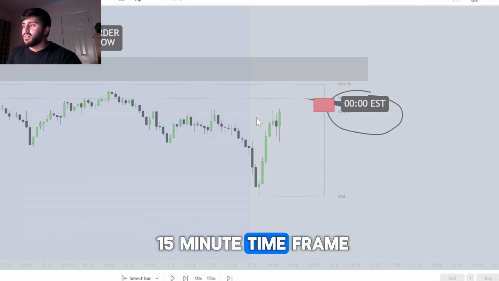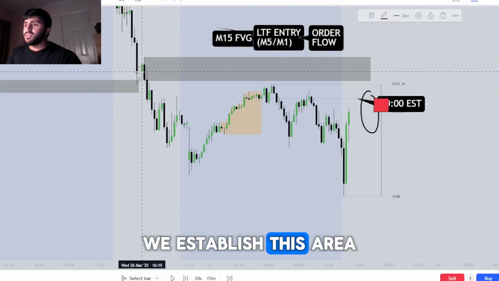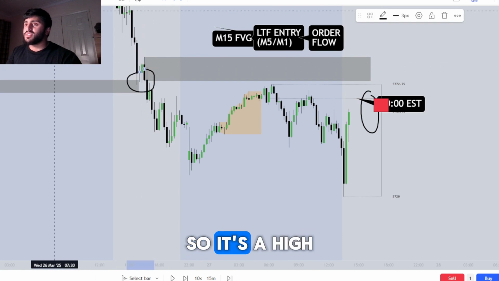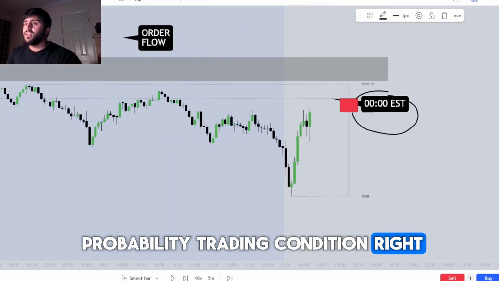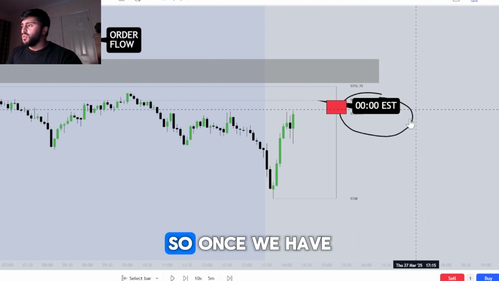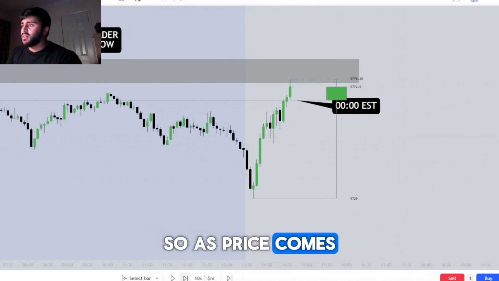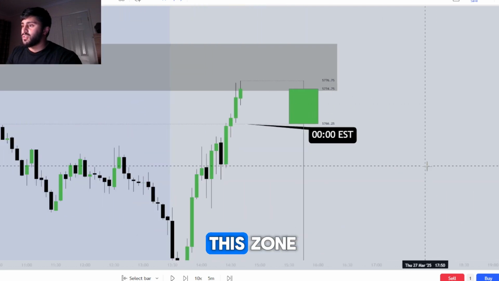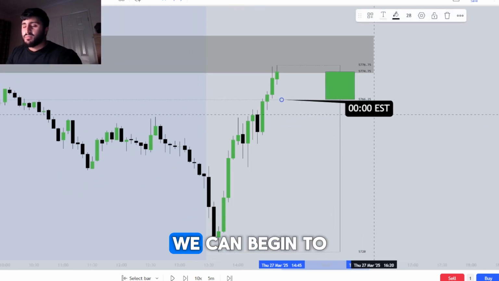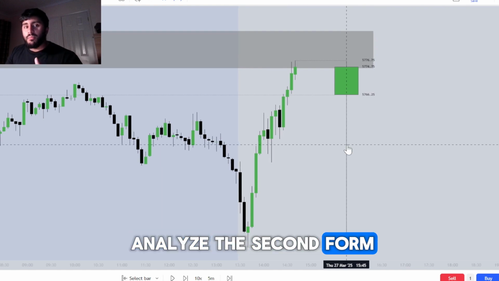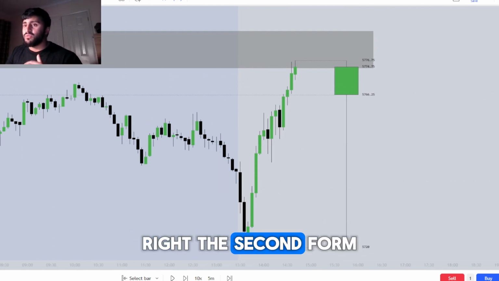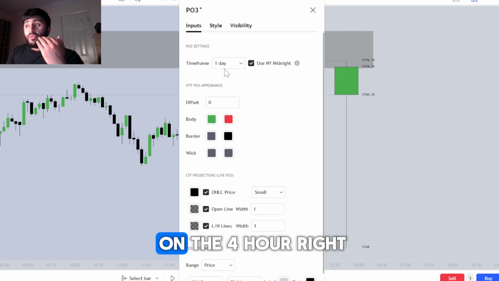Now on the 15-minute time frame, again, we established this area to be a demand to supply flip. So it's a high probability trading condition, right? A high probability trading area. So once we have that in place, let's continue to play price on, right? So as price comes into this zone, we've now tapped into this zone. Now that we've tapped into this zone, we can begin to analyze the second form of power of 3, right? Which is now on the 4 hour, right?